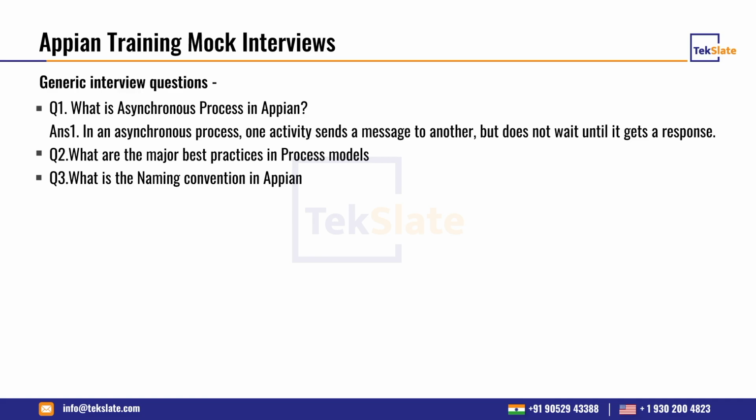Talking about the major best practices in process models: setting up the data management policy, setting up the alerts, setting up the viewer membership, setting up the swim lanes, and making sure that we don't exceed more than 30 nodes in a process model. All of these are best practices that have to be followed in Appian. Then the naming convention in Appian can be any type of camel casing, either lower camel casing or upper camel casing. Whichever camel casing suits, you should follow it throughout the project. It's not like you follow lower camel casing for certain objects and upper camel casing for others. It has to be consistent across the application.